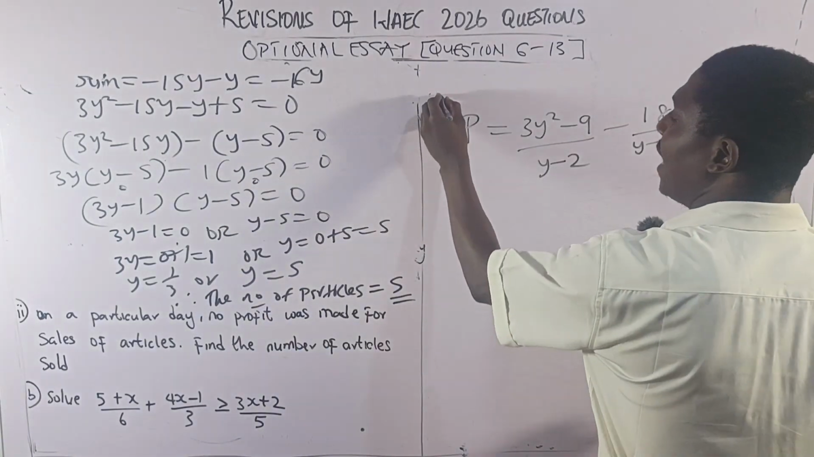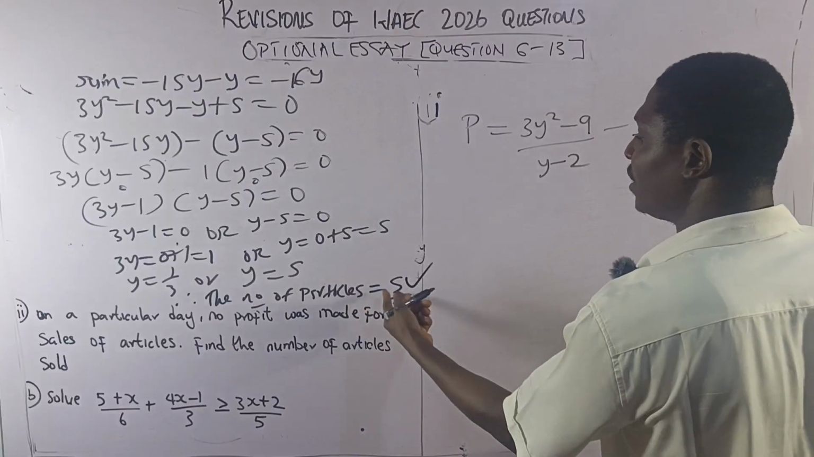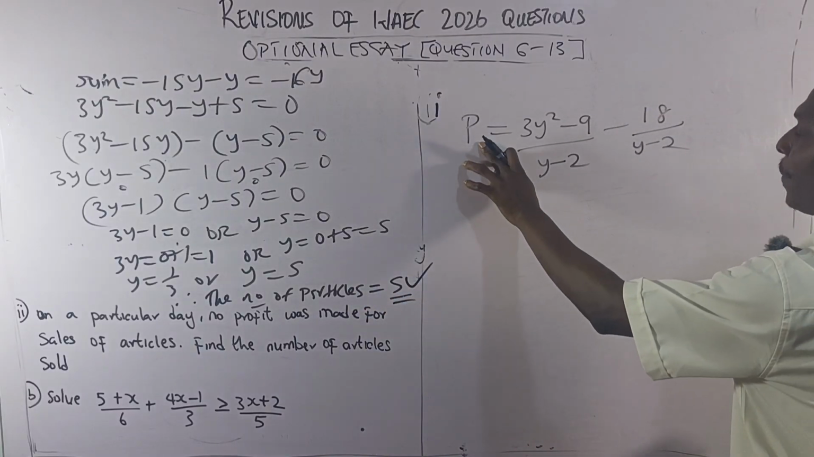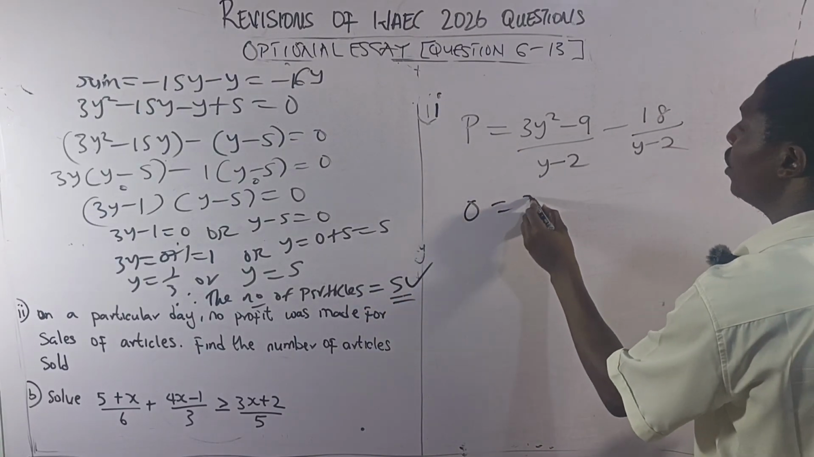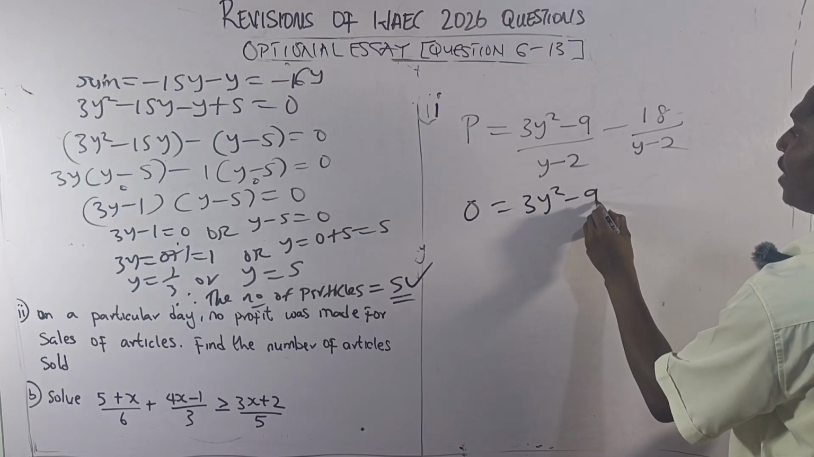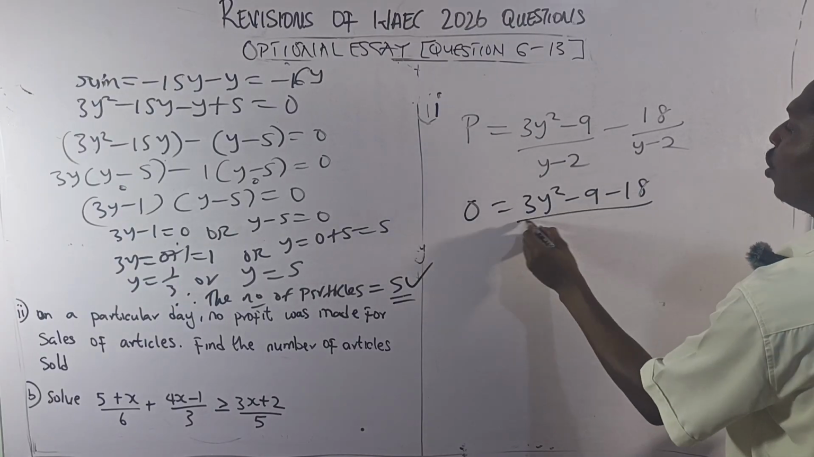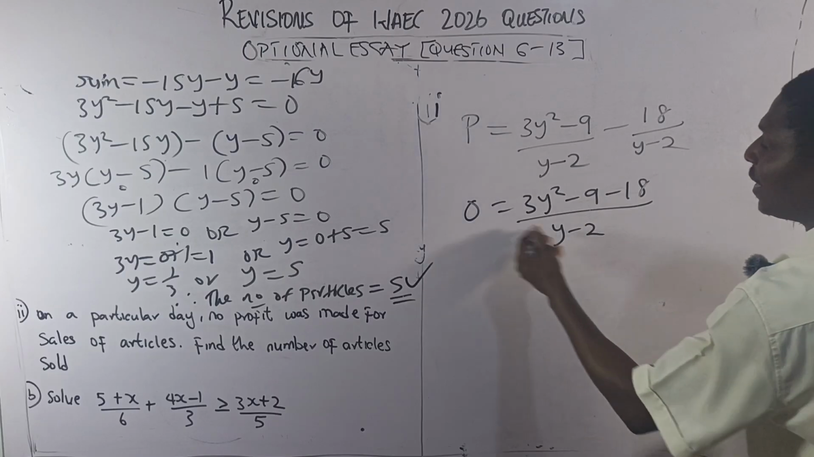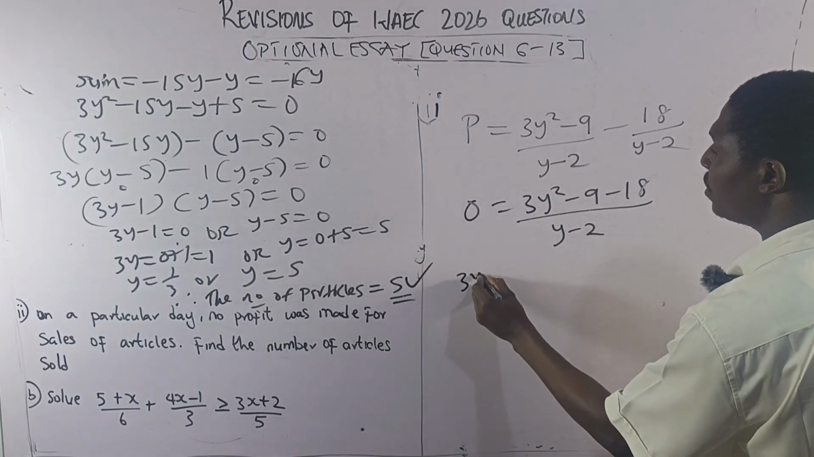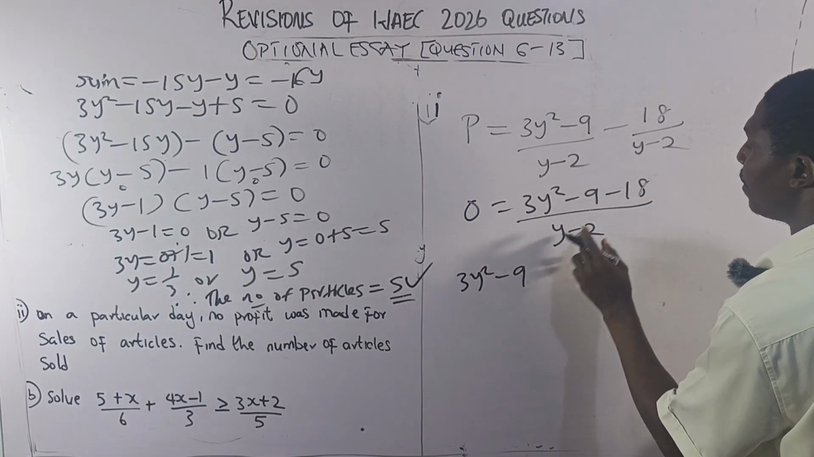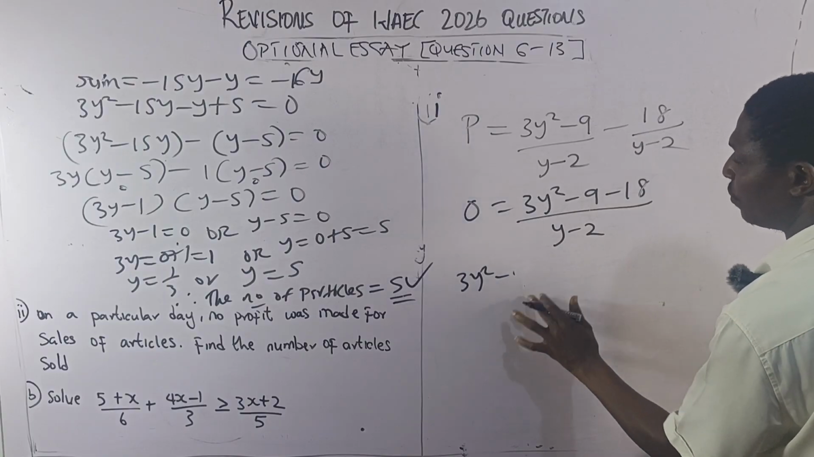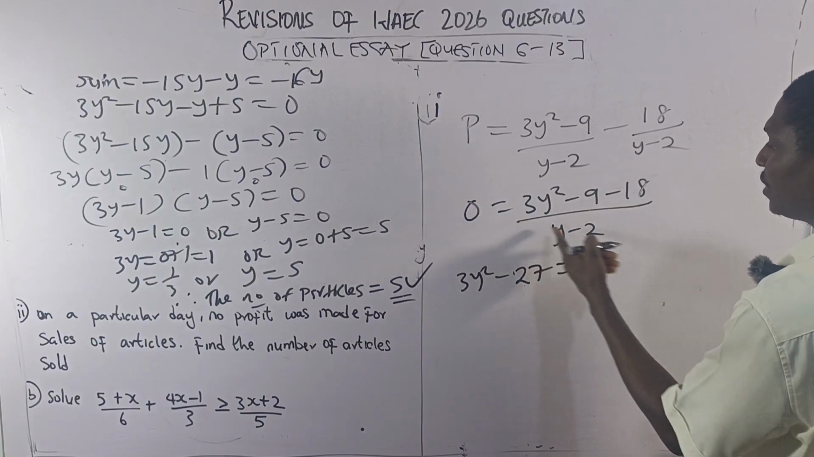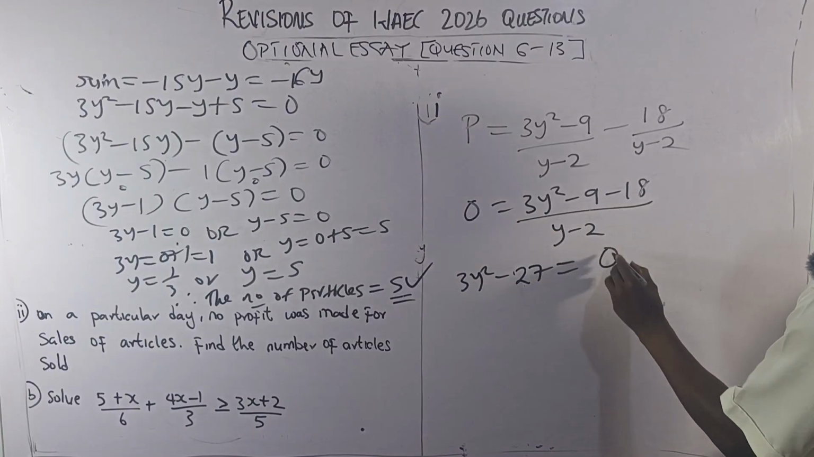So this becomes our equation, because we've gotten our I as the number of particles. No particles sold simply means 0 equals (3y squared minus 9 minus 18) all over (y minus 2). We've already done this earlier; I simply took the LCM. Now if I cross multiply, I'll have 3y squared minus 9 minus 18 minus 27 equals 0 times this expression at the denominator, which gives me 0.